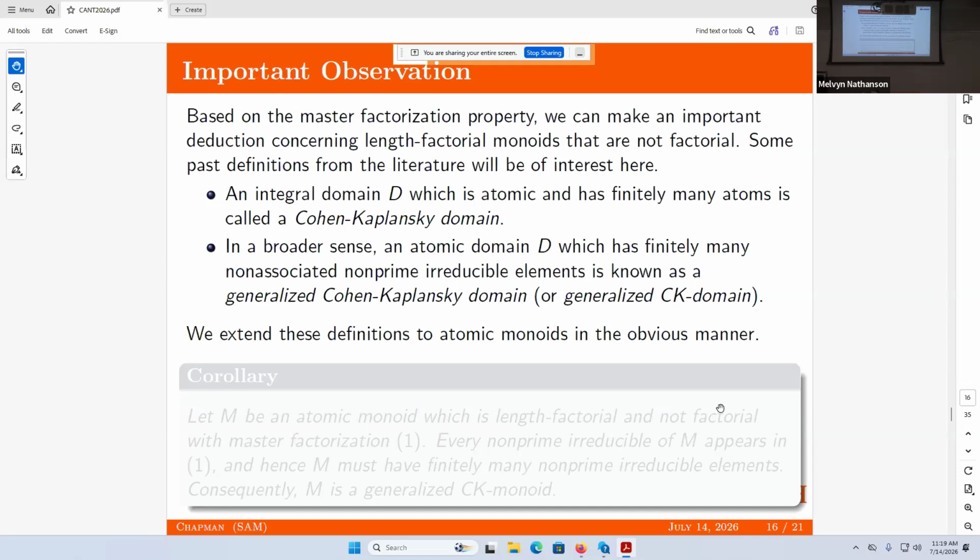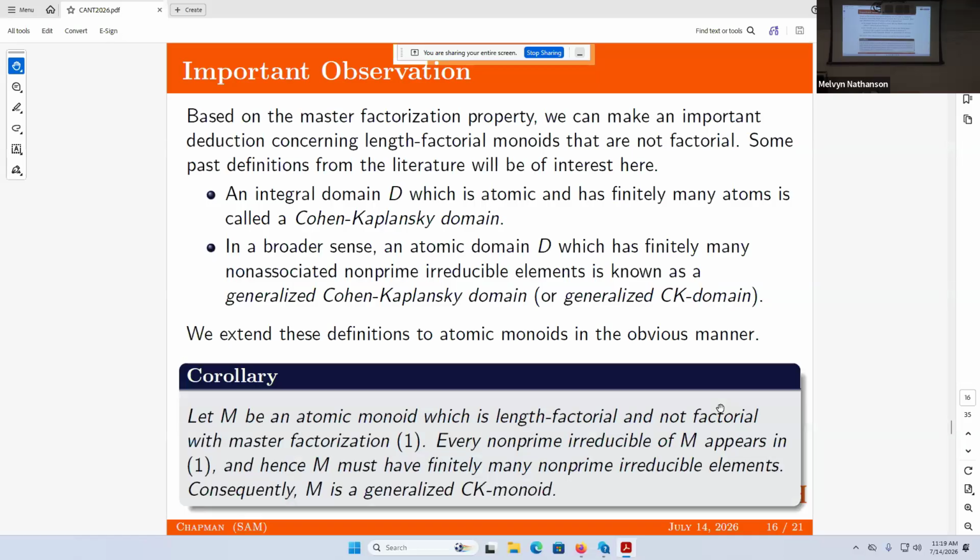And in a broader sense, I'm going to call an atomic integral domain that has finitely many non-associated, non-prime irreducible elements a generalized Cohen-Kaplansky domain. So two different things, but I need the generalized ones for the next few minutes. Okay, so let's look at a corollary to that big theorem.